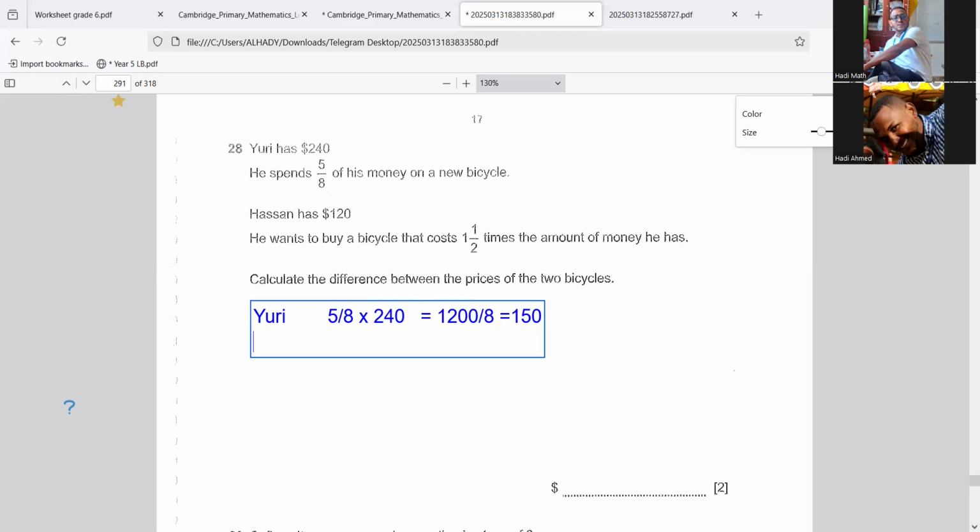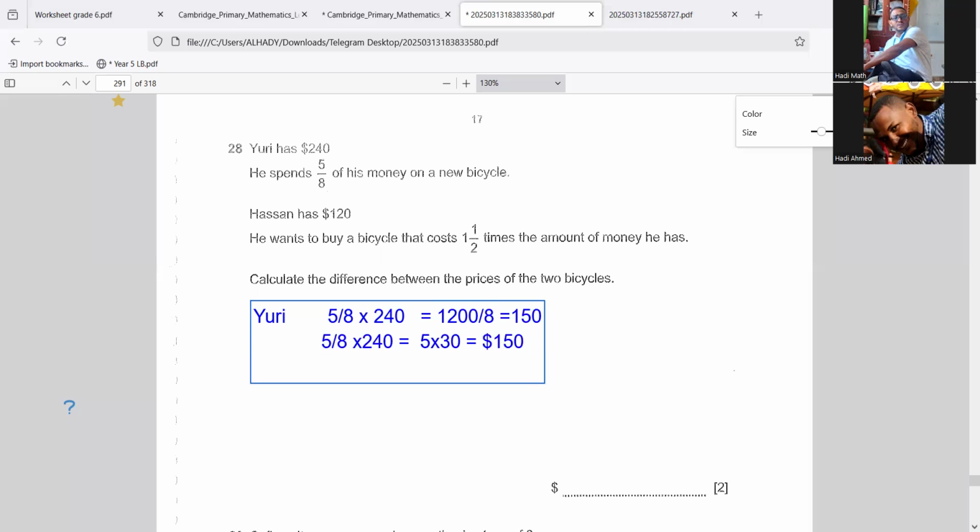Other people do things in another way. When we have 5/8 multiplied by 240, you can divide by the denominator first. You see, 240 divided by 8 makes 30, and then you multiply by 5. That's 5 multiplied by 30, which also is equal to $150. Then Yuri's bicycle costs $150.